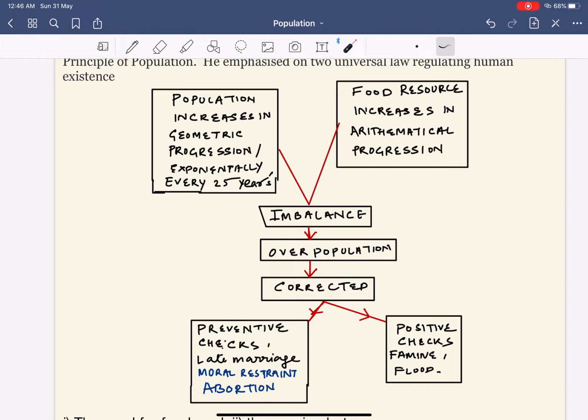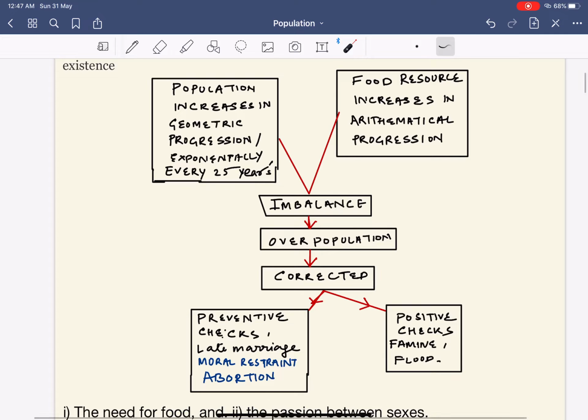Next, food resources will increase in arithmetic progression, meaning the rate at which the food resources will increase is 1, 2, 3, 4, 5. This is the simple explanation. I'm not going to explain geometric progression or arithmetic progression, as these are completely mathematical terms, and we will just stick to the logic behind it. Basically what it wants to say is that the population would be more when compared to the food resources. The growth of the food resources will be slow, but the growth in the population would be high.